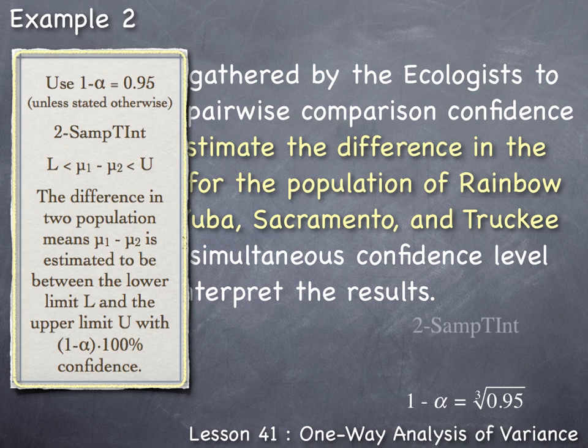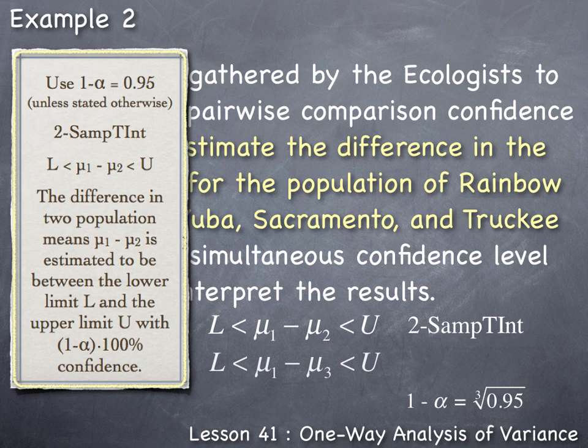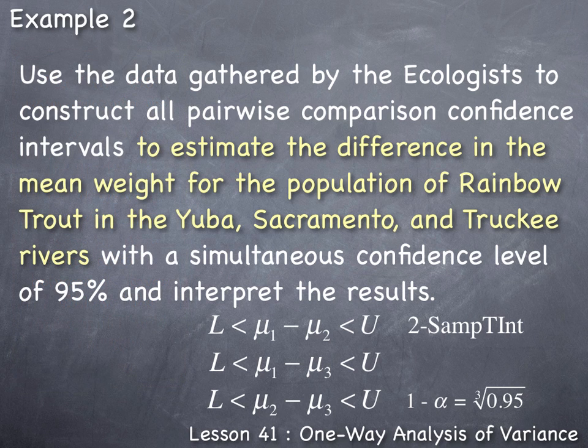This involves conducting a 2SampTInt command on the TI-84 calculator. And this command would have to be repeated 3 times to make the estimates for each of the 3 pairwise comparisons: the mu1 minus mu2, the mu1 minus mu3, and the mu2 minus mu3. And after we construct these 3 pairwise comparison confidence intervals, we then need to interpret the results so that we could tell which of the population means differ significantly from the others.